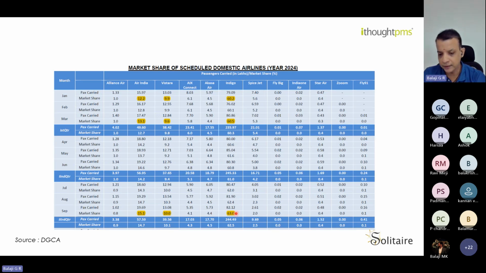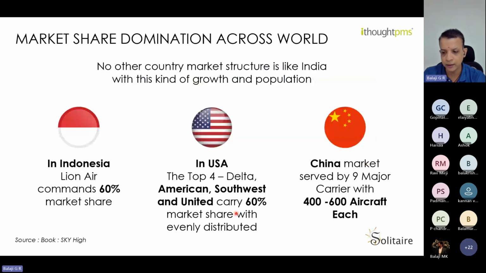So if you have to see 63 in the global context, if you look across the world, no other country has a market structure like India with this kind of growth and population. Our growth is phenomenal, and for the next 5, 10, 20 years we're going to have growth, and you have a market leadership like Indigo.